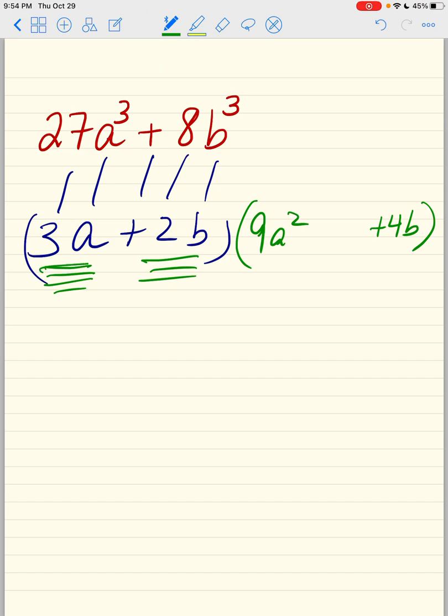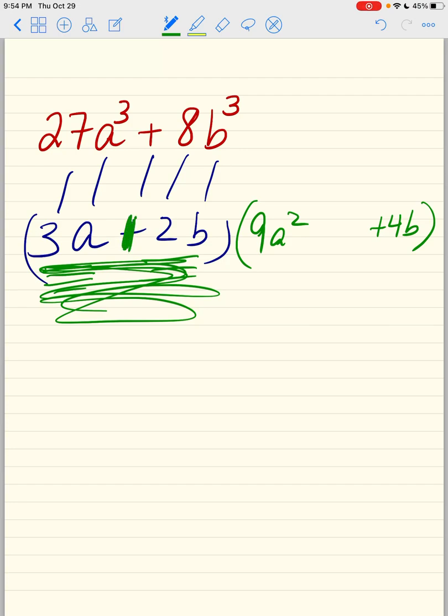And now we're going to multiply this. 3 times 2 is 6, ab. But because this is positive, I'm going to put a negative here. Always the opposite. 6ab. And there you go. That's how you factor perfect cubes.